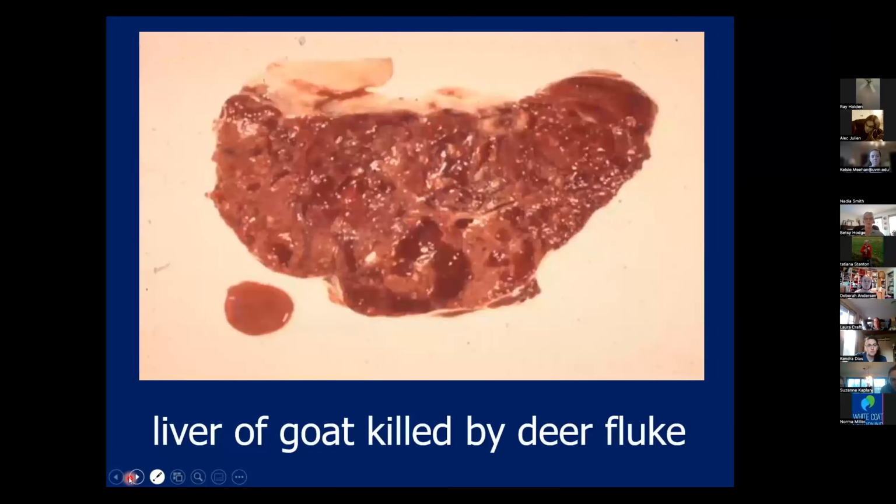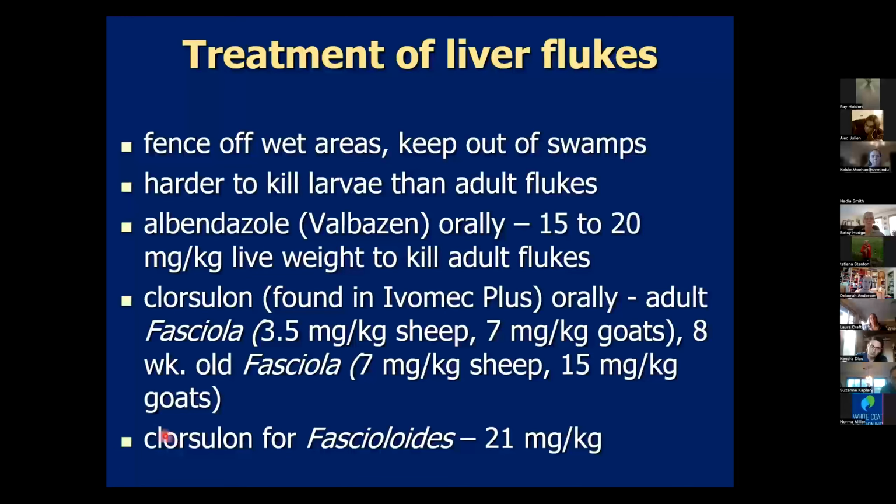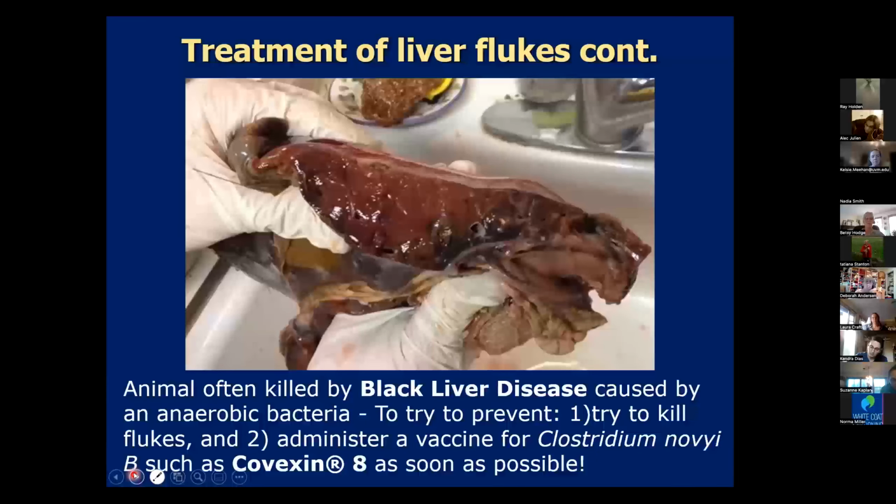Here's the liver of a goat killed by deer fluke. Now, when you think of what a liver ought to look like, it should be smooth and sort of reddish brown, and it shouldn't be all full of this scar tissue and sort of hamburgery looking stuff. And interestingly, if you can save these animals, their liver will actually improve. So for treatment of liver flukes, I'm going to go to the next slide and come back to this one, because I want to show you this liver.